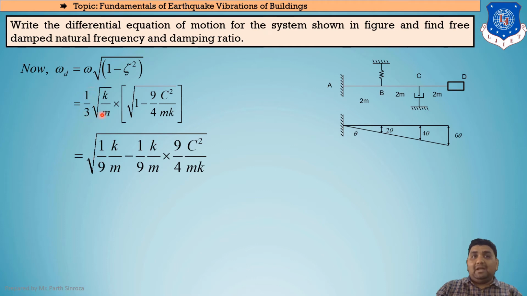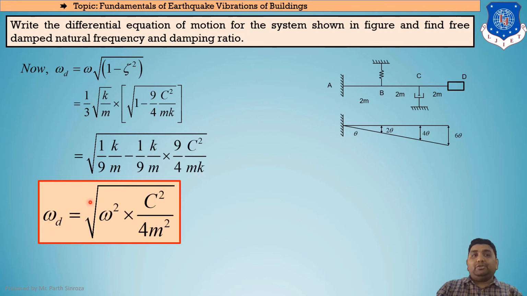First multiplying this outside term into 1, we will be getting 1 by 9 k by m minus, now substituting this term here, we will be getting 1 by 9 k by m into 9 by 4 c square by mk. Clear? So now the final omega d here will be, this will be the term omega, so under root omega square into c square upon 4m square.